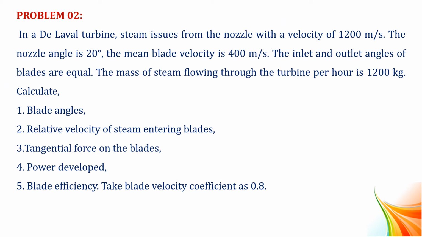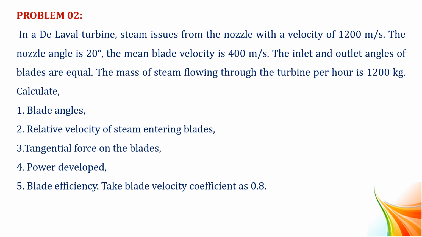Problem 2. In a De Laval turbine, which is also known as an impulse steam turbine, steam issues from the nozzle with a velocity of 1200 meters per second. Absolute velocity of steam leaving the nozzle V1 equals 1200 meters per second. The nozzle angle is 20 degrees, so alpha 1 equals 20 degrees.